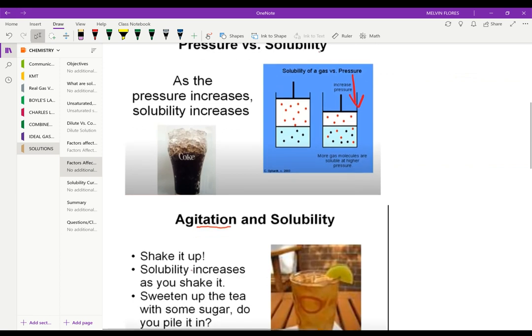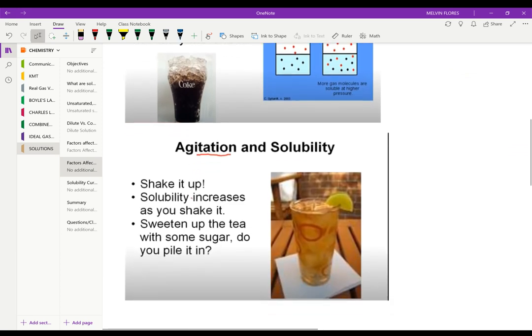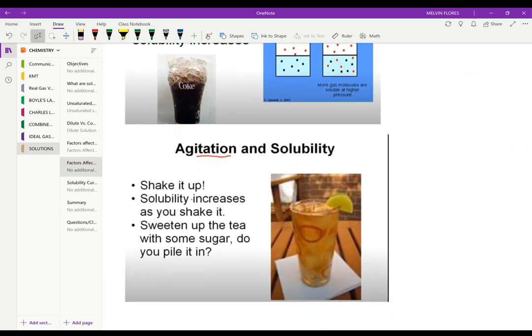Another one is agitation and solubility. Of course, once you have the solute in a glass of water, you can either shake it up or agitate the solution in order to dissolve more of the solute.